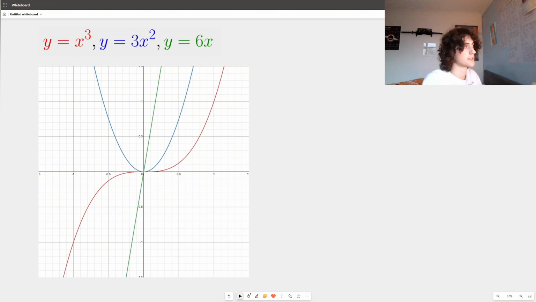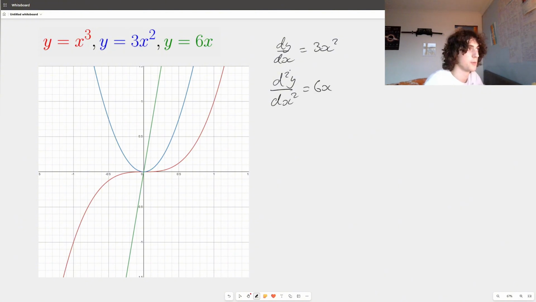Now if you do this first differential operation twice, where you differentiate y and then you differentiate y again, that's what's known as a second differential. And so in this case, y equals 6x is the second differential of y equals x cubed. To write this, we would say that dy by dx is equal to 3x squared, and d squared y by dx squared is equal to 6x.